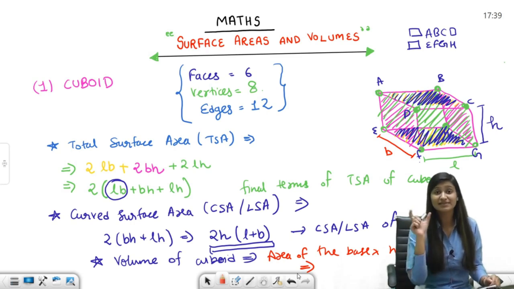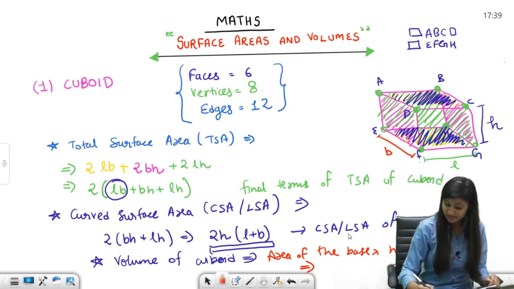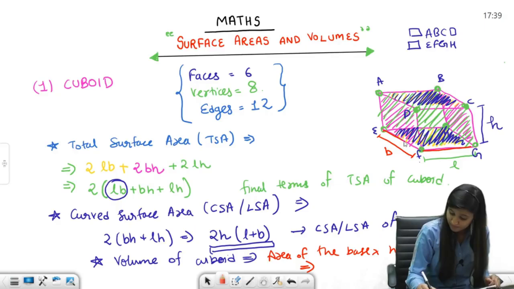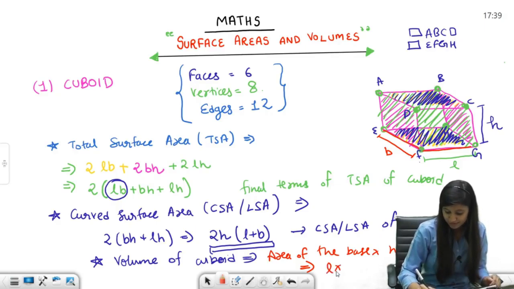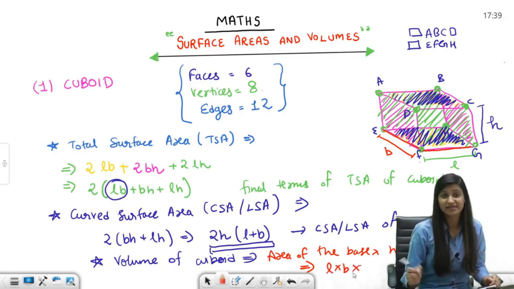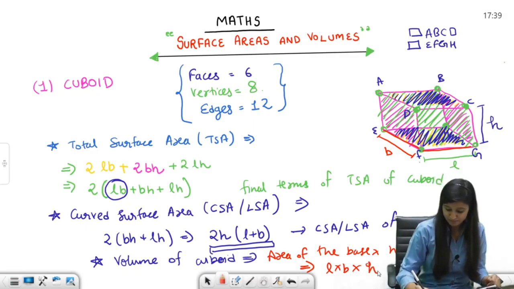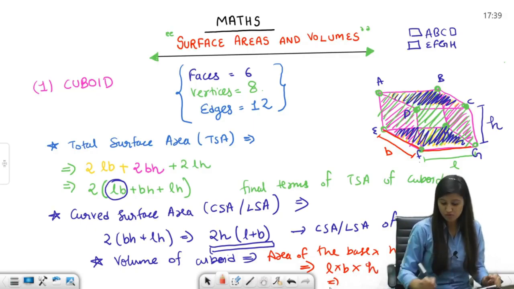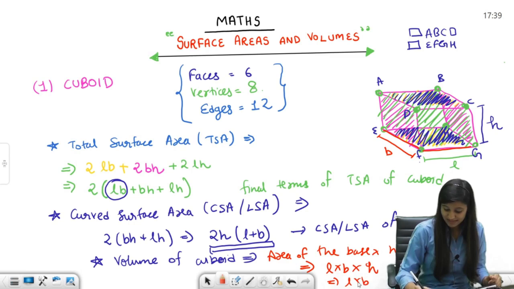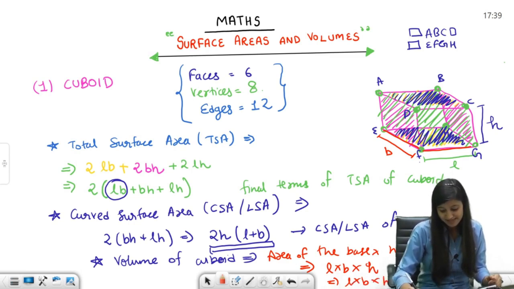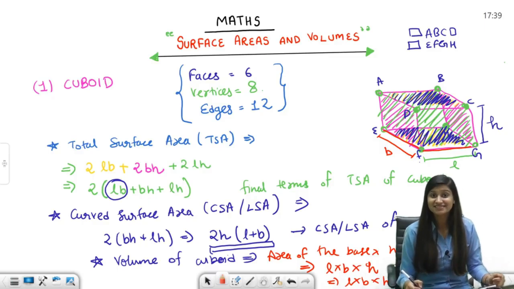It will come out to be length into breadth, right? So it will be L into breadth into height. Height is as it is, H. So our volume is now L times B times H. That's it. Or you can just simply say LBH. That's it. Now you are done with the cuboid part.